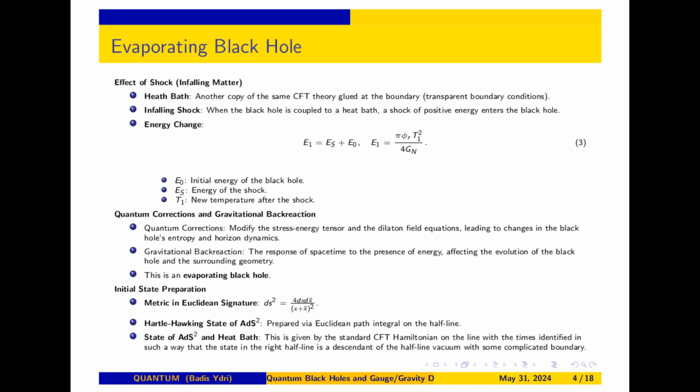This equation illustrates how the black hole's energy and temperature are modified by external influences, such as the infalling matter from the heat bath. An evaporating black hole gradually loses mass and energy over time due to Hawking radiation. This process significantly alters the black hole's properties, including its temperature and entropy, and is a key element in studying the black hole information paradox.